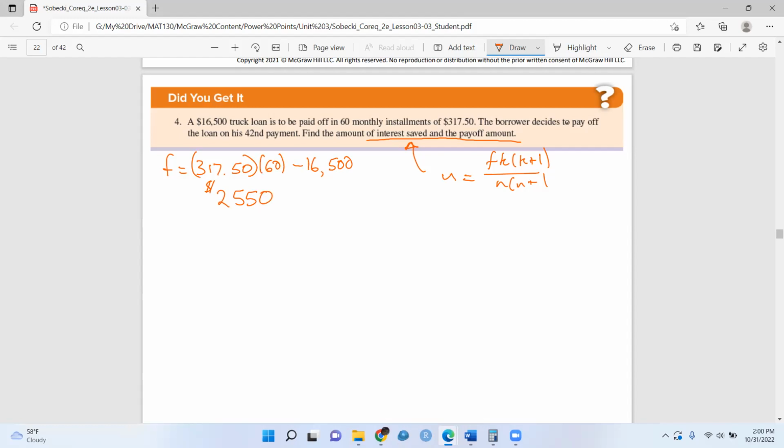From there, we have to figure out the K. How many payments are remaining? If we pay it off in the 42nd month, after we make that 42nd payment, there are 18 payments left, and our N is 60. So we put these into our formula. U is equal to the 2,550 times 18 times 19 all over 60 times 61.